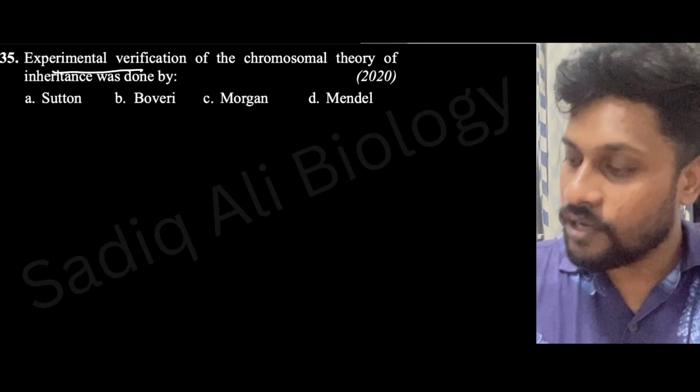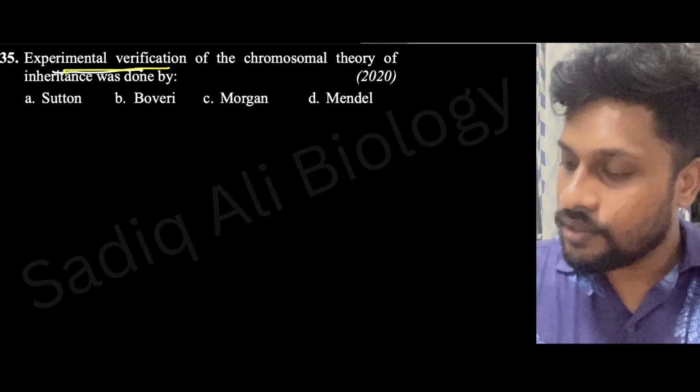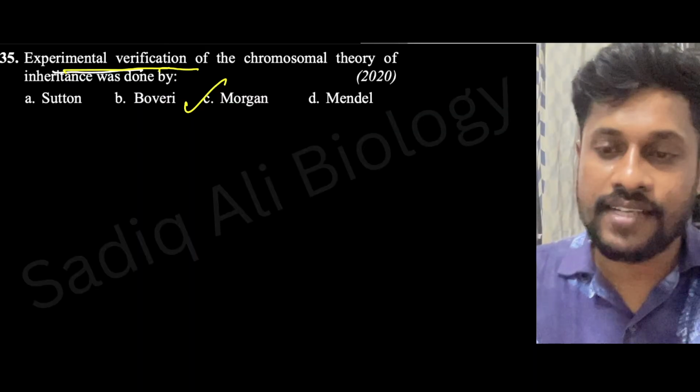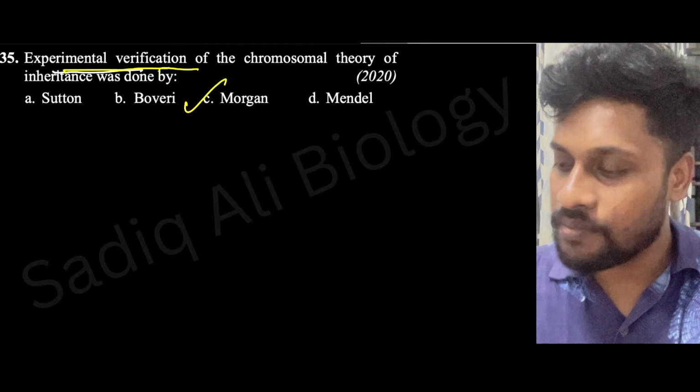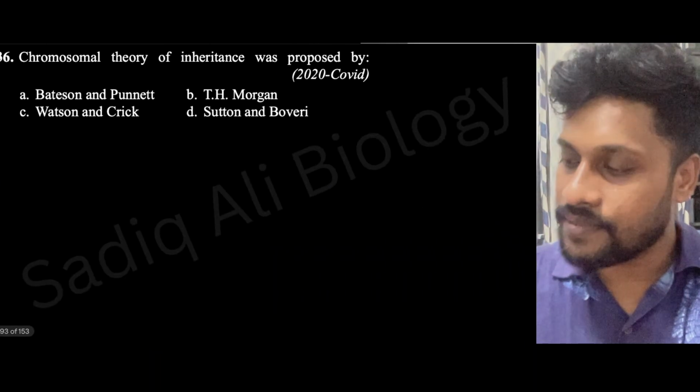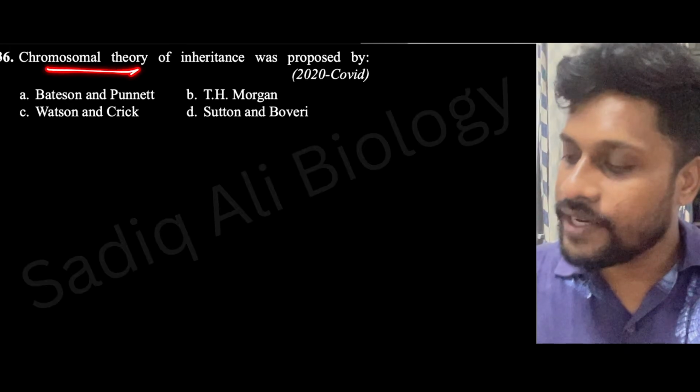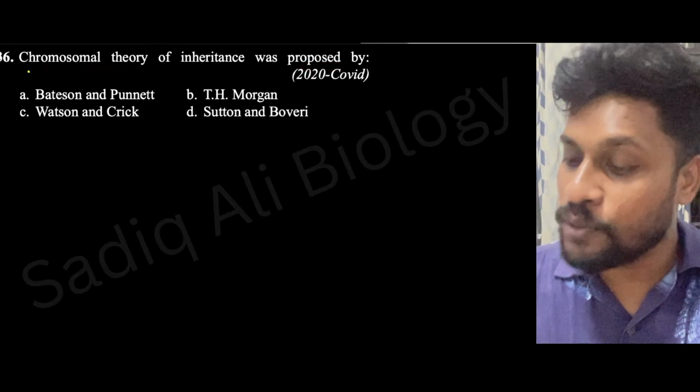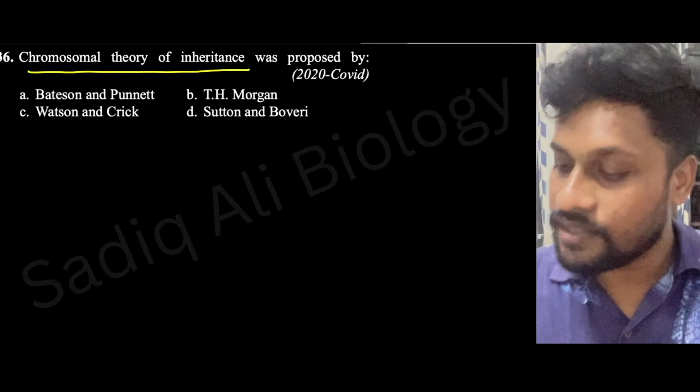Experimental verification was done by Morgan. Option C is the answer, right? Morgan. 36. Chromosomal theory of inheritance was proposed by. Who proposed chromosomal theory of inheritance?